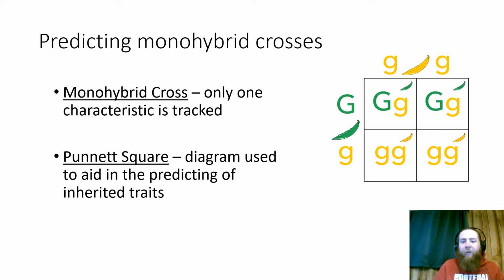So we're going to do some monohybrid crosses today. You guys are going to be working on some. In monohybrid, only one characteristic is tracked. That mono means one. We're going to use these Punnett squares. I have a picture of one over here on the right-hand side for pod color. This is a diagram used to aid in the predicting of inheriting traits. Now, Punnett squares aren't guaranteed. If you have 4 kids, it does not mean you're going to get one from each box. It means that you have a 1/4, a 25% chance to have a kid from each box.